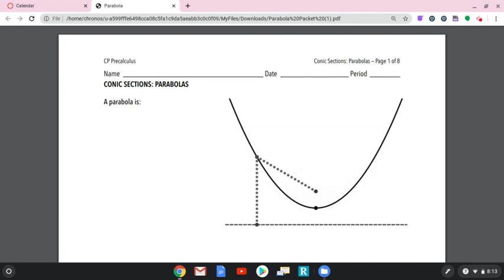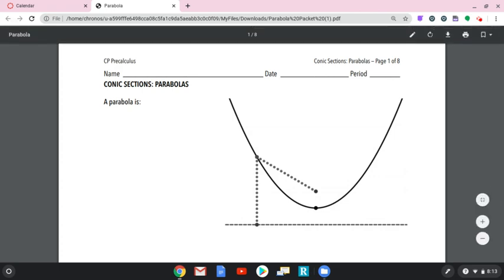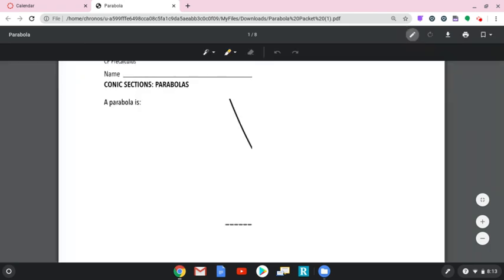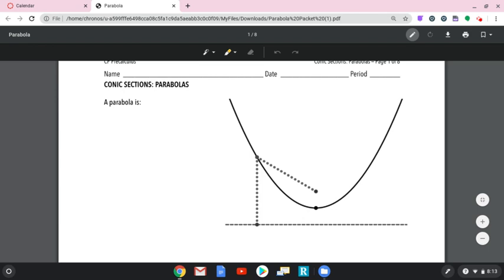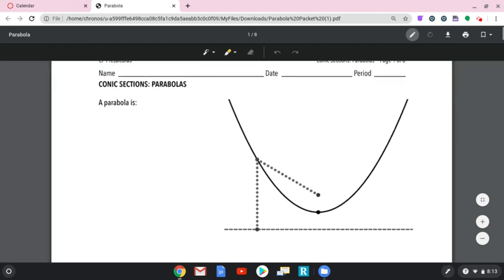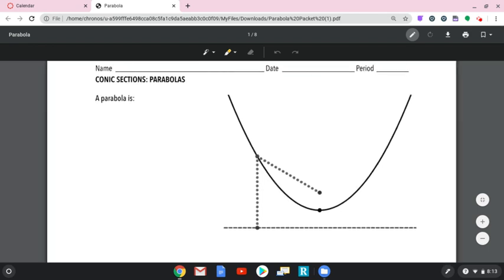Now we talked about what a parabola was yesterday when you did your Desmos activity, and you analyzed how the directrix and focus point moved your parabola around on a coordinate plane. So let's just go over it. I had the parabola definition in your assignment yesterday, but I just want to recall it.